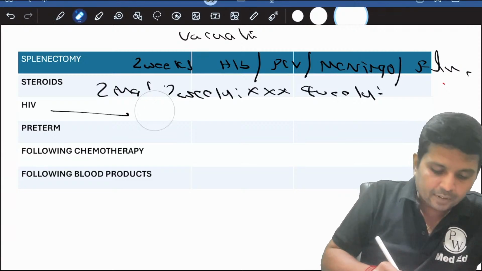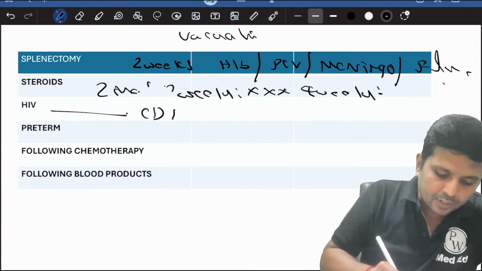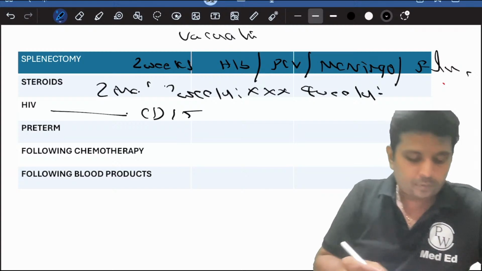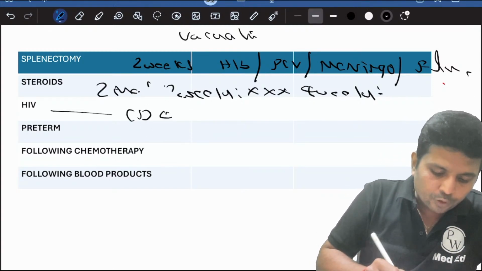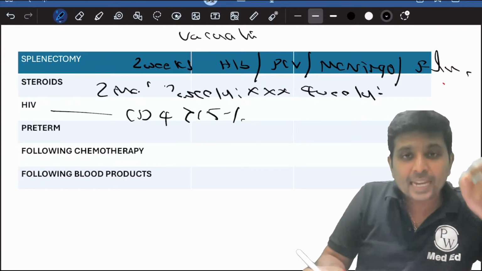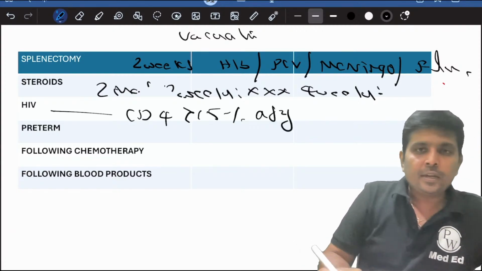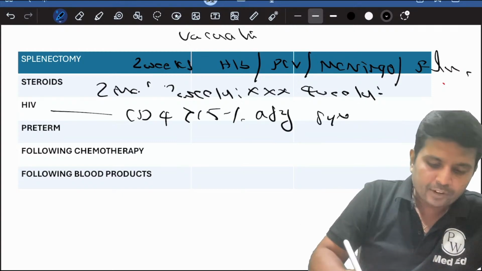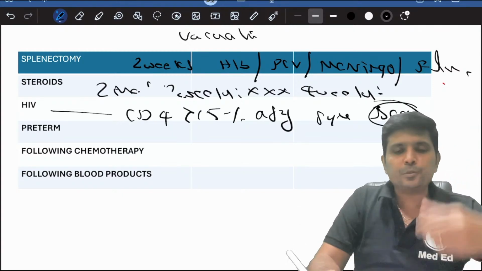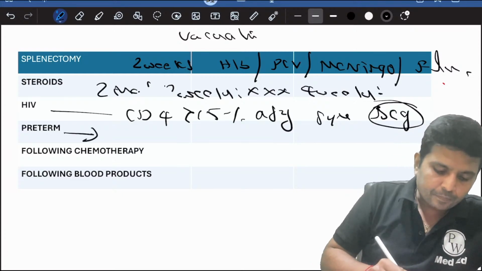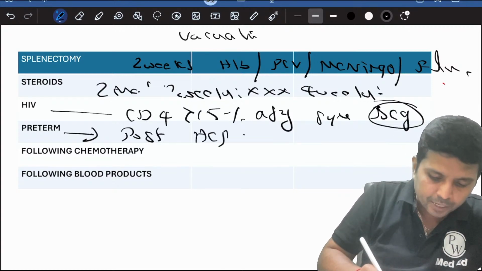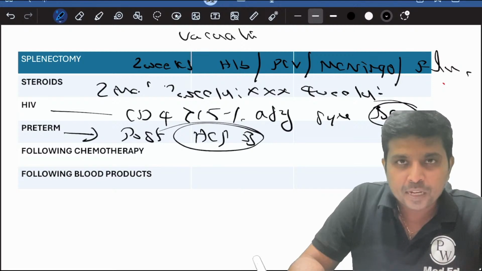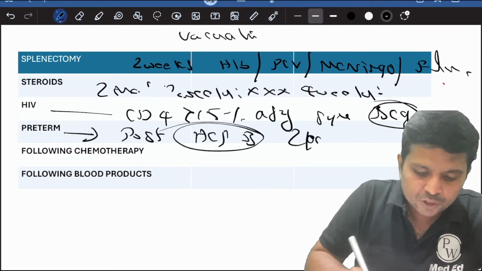HIV: all vaccines can be given if CD4 is more than 15% in an asymptomatic child. In a symptomatic child, the only avoided vaccine is BCG because it can produce BCG-induced TB. Preterm: the only vaccine that will be postponed in preterm is hepatitis B. Do not give hepatitis B until the child weighs 2 kgs.